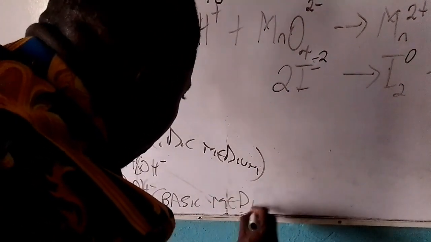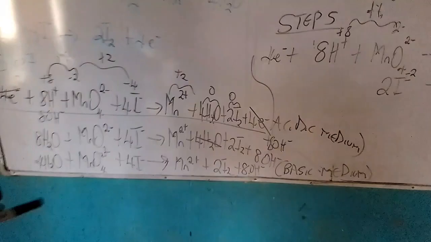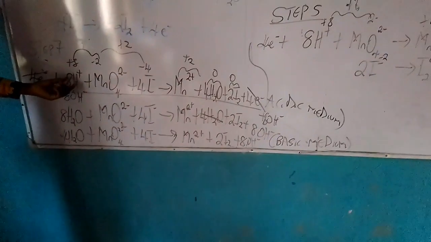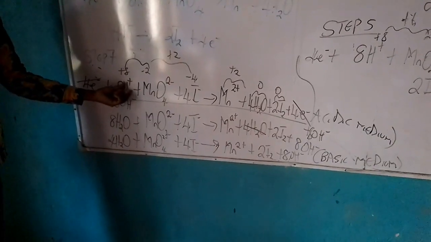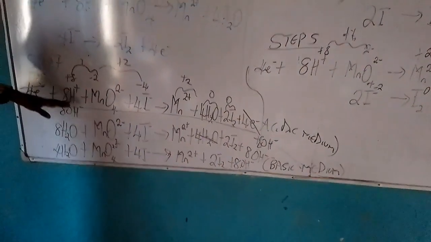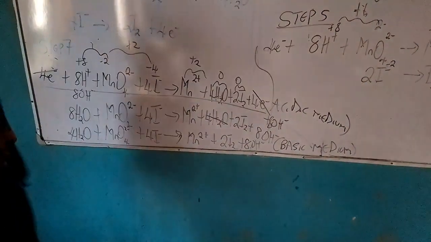So now this is in basic medium. This is balanced in basic medium. If one wants to check, how will you know this is in basic medium? Hydroxide ions. How will you know this is in acidic medium? Hydrogen ions. So this one is in basic medium, this one is in acidic medium. If they say you should balance this in basic medium, have it in mind: you start from acidic medium before you enter basic medium. So that's all for our video today.